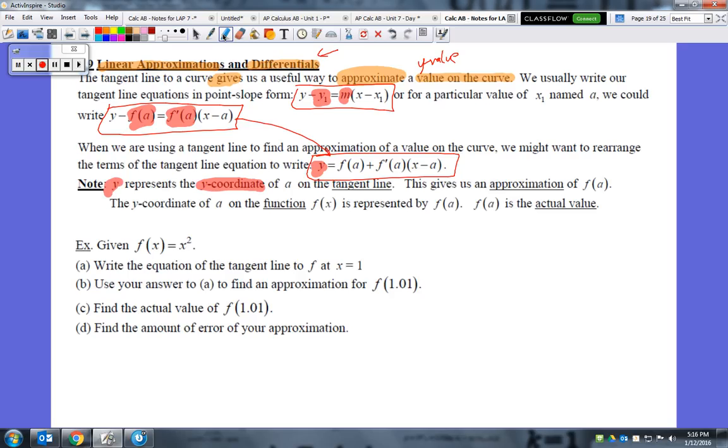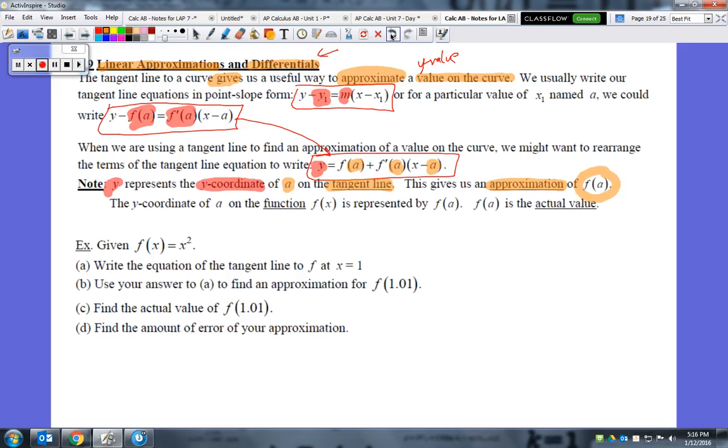Note, y represents the y coordinate, and it depends on a. So it's basically saying, what would the y coordinate be if my x value was this particular value here that I have highlighted? This gives us an approximation from a tangent. Some of you might be thinking, whoa, I thought the instantaneous exact was tangent, and that approximation was secant. If you're talking about slopes, you're exactly right. But what I'm saying is it gives an approximation of a y value, not a slope.